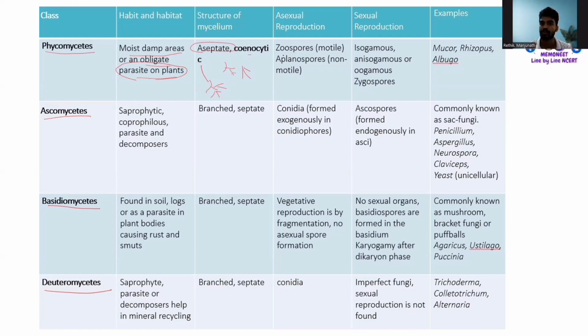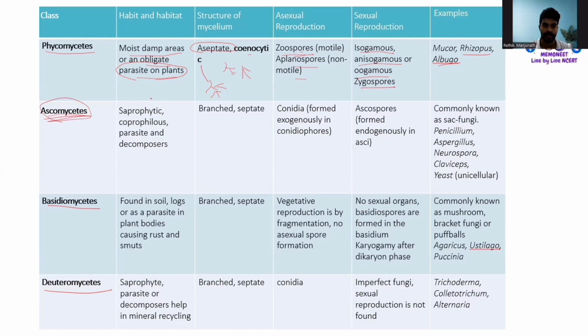So what about the reproduction mode? In asexual reproduction, it is mainly by the formation of zoospores. Zoospores are motile, that is, they can move, whereas aplanospores are non-motile in nature. In sexual reproduction, it forms isogamous, anisogamous or oogamous structures, and zygospore formation. The examples for the phycomycetes are Mucor, Rhizopus, and Albugo. Clear? The second class is ascomycetes.